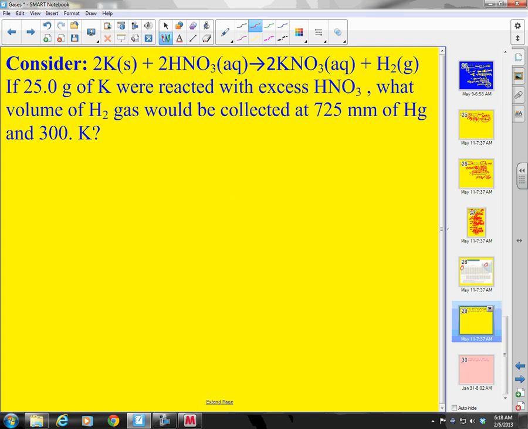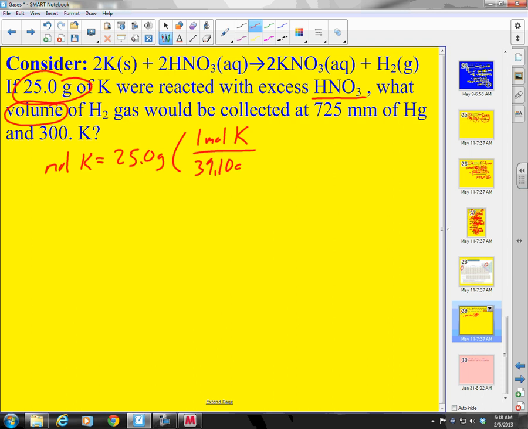Well, what do we start with? I have 25 grams of K. We're reacted with excess nitric acid, so we don't have to worry about it. And we want to know what volume of H2 we would get at these conditions. Okay, so first thing we want are moles of K. Moles of K are 25.0 grams times 1 mole of K per 39.1 grams of K.